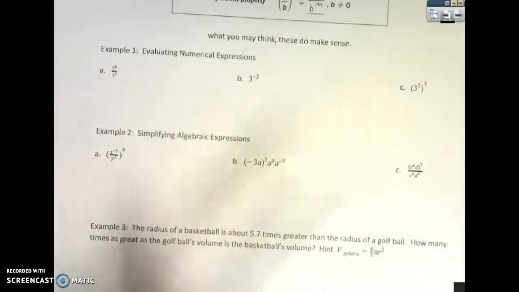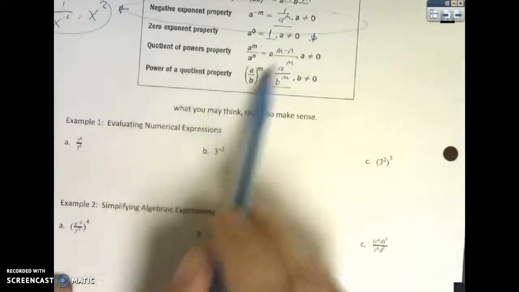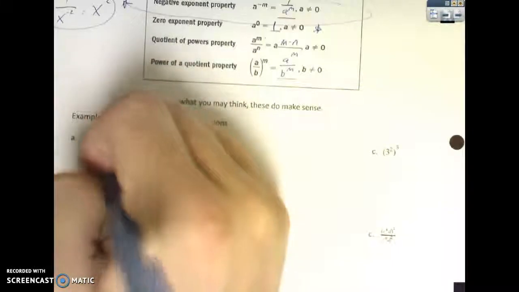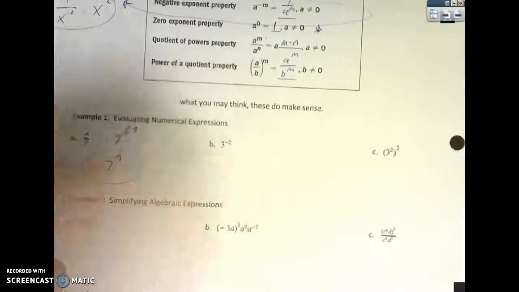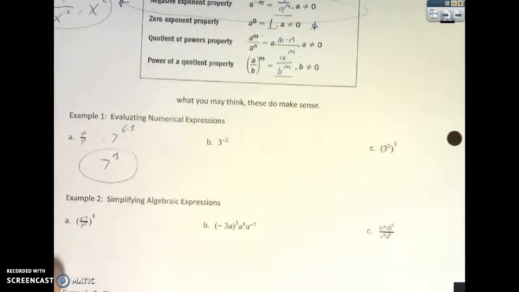So, evaluating numerical expressions. This is a fraction one, so I know I'm going to use my quotient of powers property. Top minus bottom because they are the same base. So 7 to the 6 minus 3 is 7 to the third. I want you to leave it as the number raised to the power. Okay? It's just easier to work with.